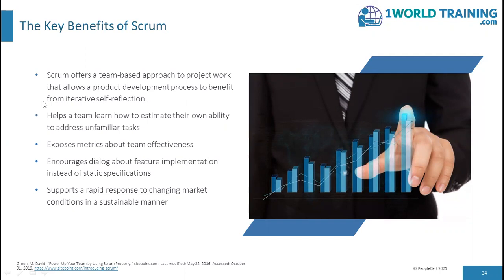We look at the concept of iterative self-reflection. What does it mean? In the first module, we spoke about iterative development. However, adding to the idea, a team will need to routinely reflect on how it does its work. The second point is about estimating their own ability. It is about understanding different approaches for estimating effort rather than time. The focus is on estimating effort rather than the time. Next, it exposes metrics about the team's effectiveness.